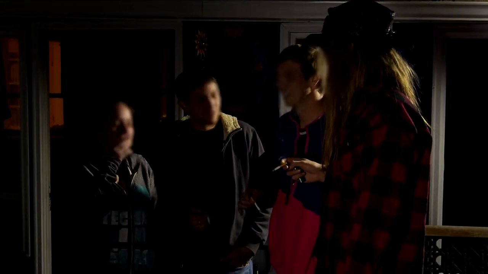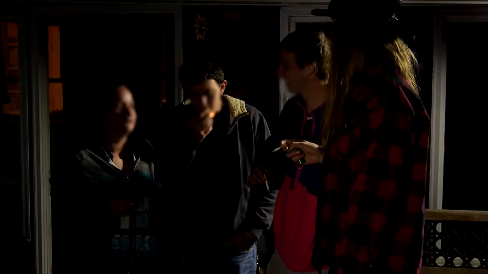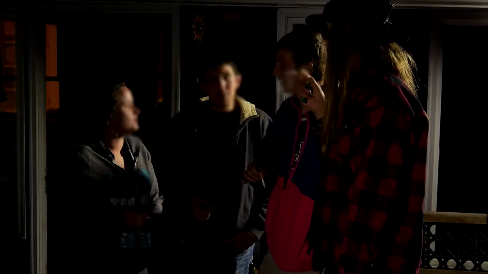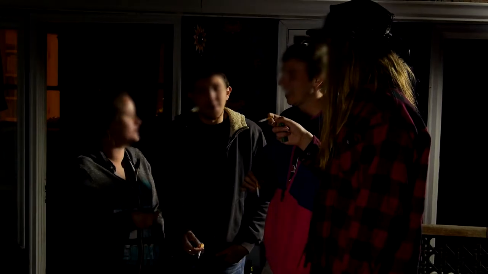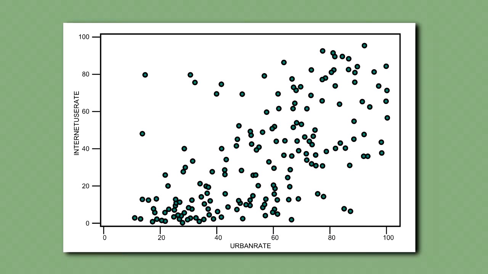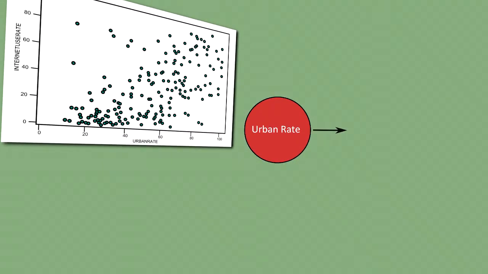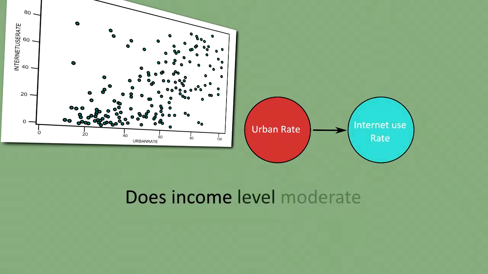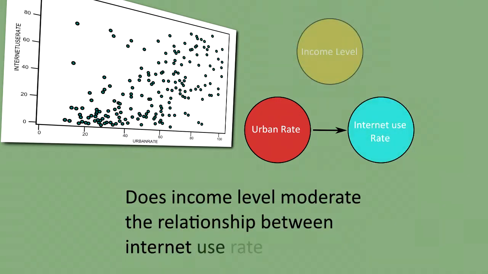So now, let's test for moderation within the context of our final inferential test, the correlation coefficient. You might remember this scatter plot and correlation based on the Gapminder data between rate of urban dwellers in each country and the internet use rate. We found that this was a significant association with a correlation of 0.61. But might this correlation between urban rate and internet use rate differ based on countries with different income levels?